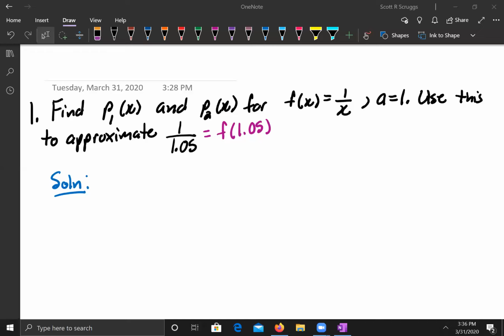So, to clarify, I just want y'all to find P1 and P2. And so I want only the first and second order Taylor polynomials from y'all. And then I want y'all to use those two polynomials to approximate 1 over 1.05.